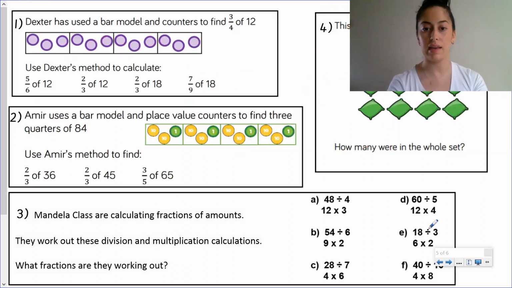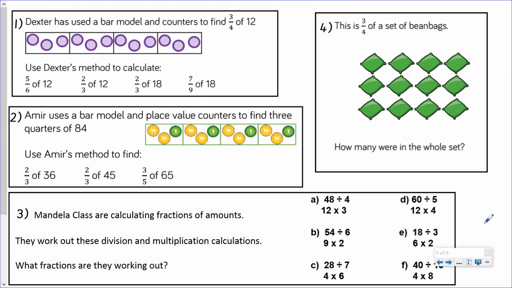Okay, now it's your turn for your independent task. So pause the video, have a go at doing these, play the video again if you need to see the method.